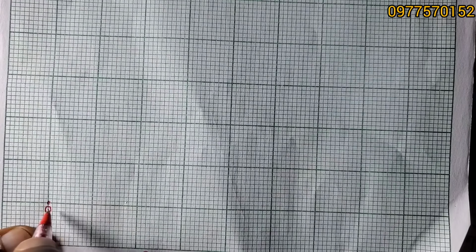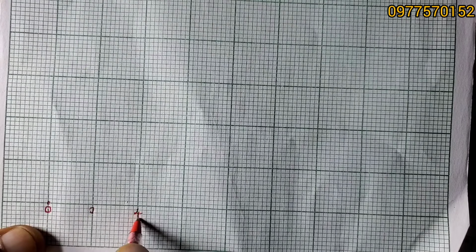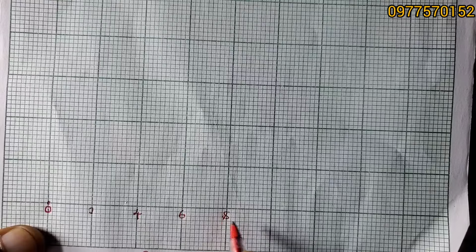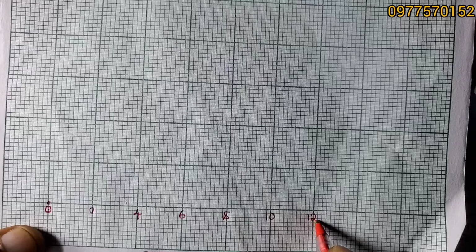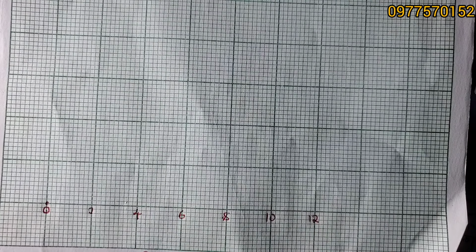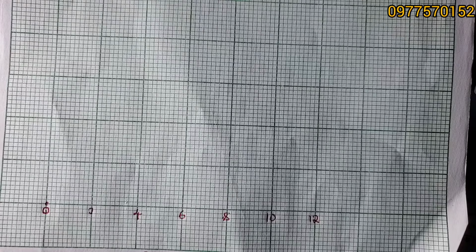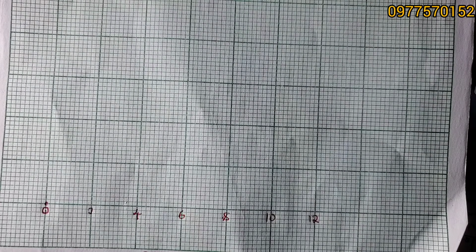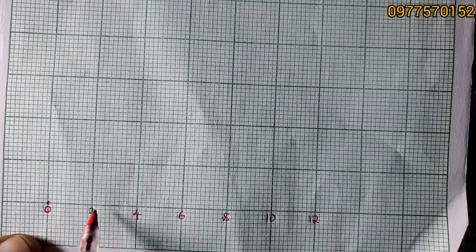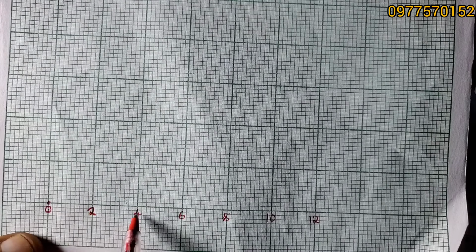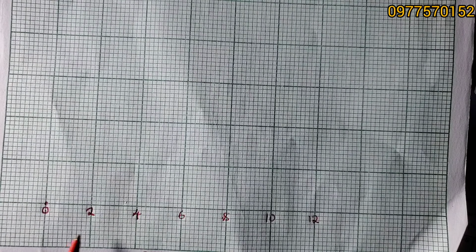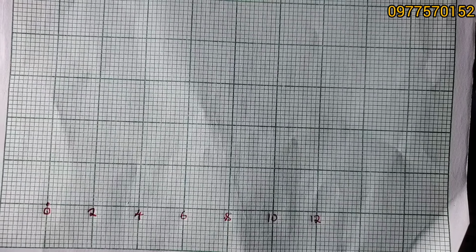Okay, 0, 2, 4, 6, 8, 10, 12. Okay, this is the x-axis. Now, remember on the graph paper, we're supposed to use a pencil because when you make a mistake, you can erase. But when you use a pen, you can't erase. Okay? You just waste time in the exam. So me, I'm using a pen because a pencil may not be visible in the video. That's why I'm using a pen.